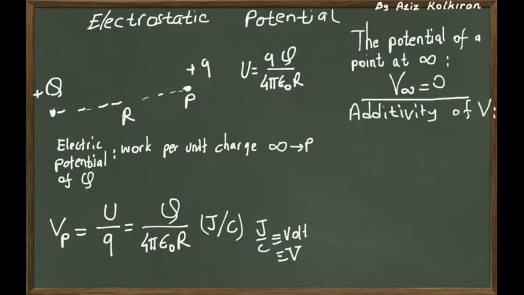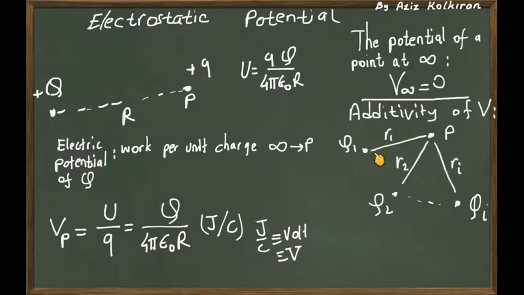All right. What if you have more than one charge? Suppose you have one charge here, and the other charge at some other place, and you want to find the potential of a point P, which is close to these charges, okay? If you know the distances of each charge to this point P, the electrostatic potential of that point is just the addition of each potential of each charge at point P.